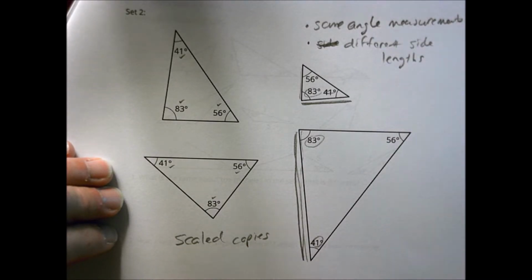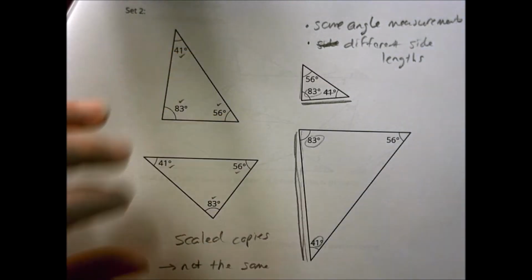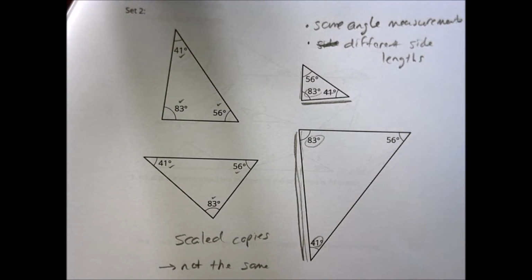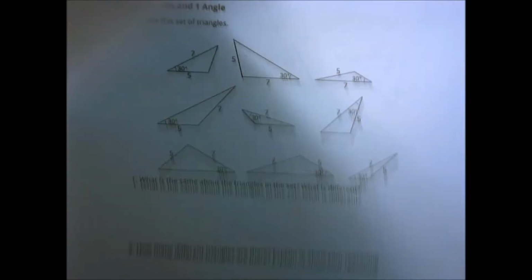So that means that they are not quite the same. A scaled copy is going to be very similar, but it's not the same. While they have the same angle measurements, it's just like I'm shrinking it or enlarging it to make different versions of that triangle, but they are not exactly the same. Okay? Let's take a look at the next thing.